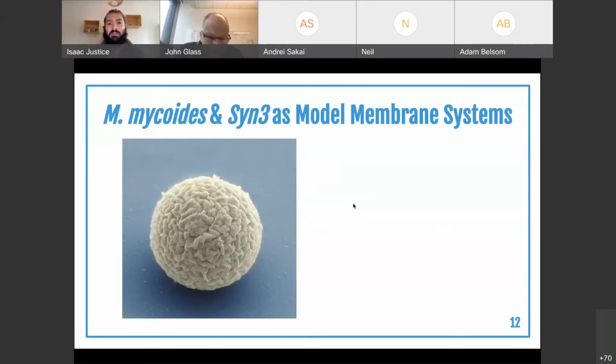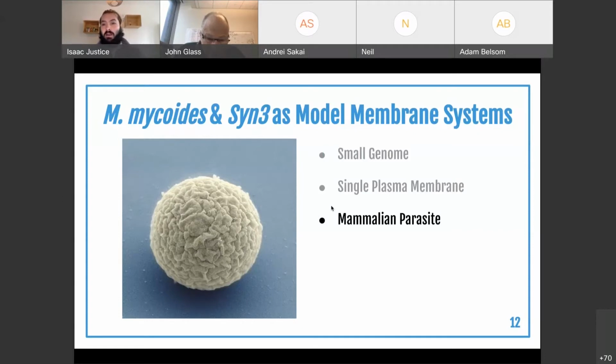And mycoplasma and SYN3 are excellent model systems for simplifying the membrane. They have small genomes, which means they have fewer levels of regulation than some more complex organisms. They have a single plasma membrane, they don't have a cell wall, and they don't have organelles. So it's easy to access the membrane. And you also know if you're talking about lipids in mycoplasma or SYN3, you're talking about the plasma membrane.